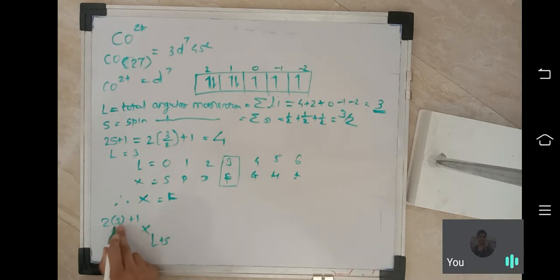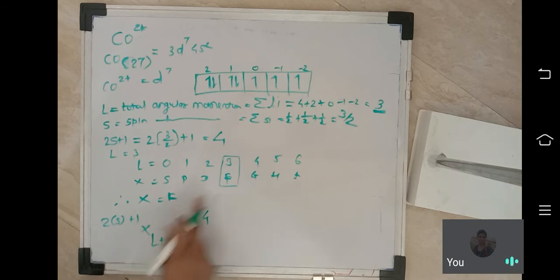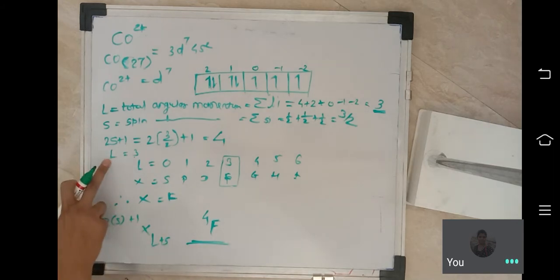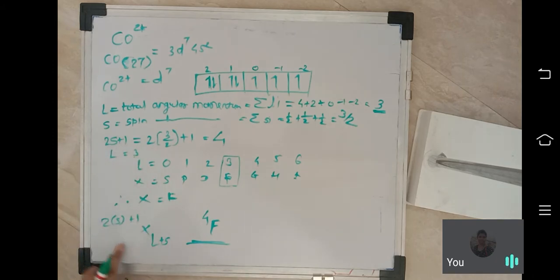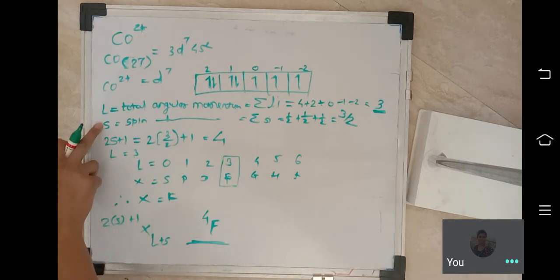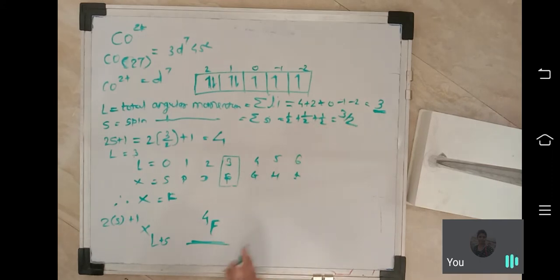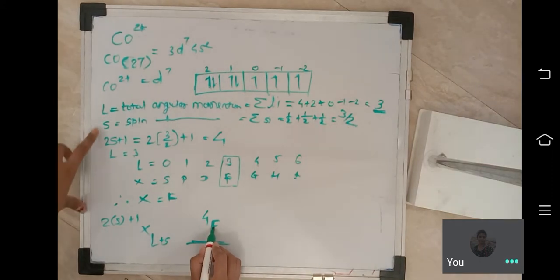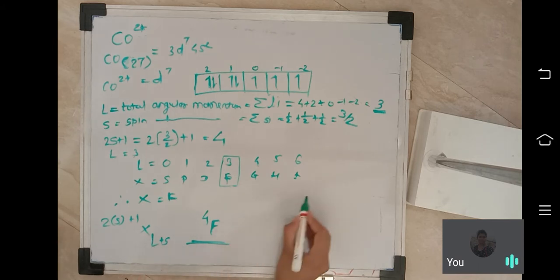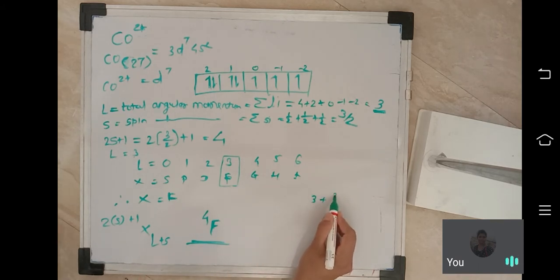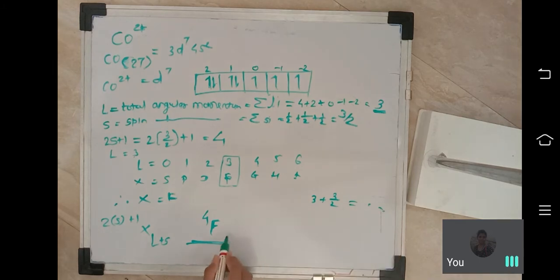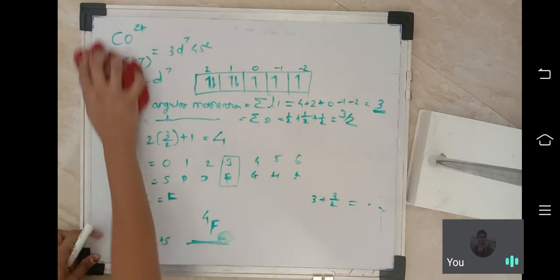You just write here 2S plus 1, quartet. What is the value of X? Here quartet F. This is the ground state term, and L plus S. The value of L is 3, and what is the value of S? 3 by 2. That means quartet F, and here L means 3 and S means 3 by 2. You just calculate here and write it here. That means this is the ground state term of the cobalt 2 plus ion.